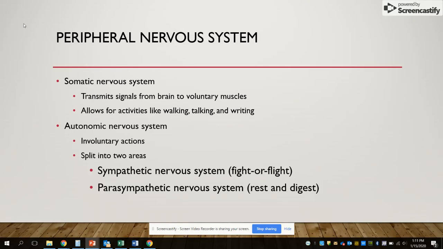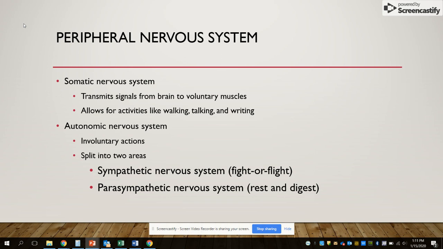The autonomic nervous system controls your involuntary actions. This is split into two areas, the sympathetic and the parasympathetic. Those two terms you're going to hear over and over again, so it's very important that you understand what they mean. We'll look more closely at that in the nervous system chapter, but just understand that your sympathetic nervous system is going to gear you up to fight or run away.